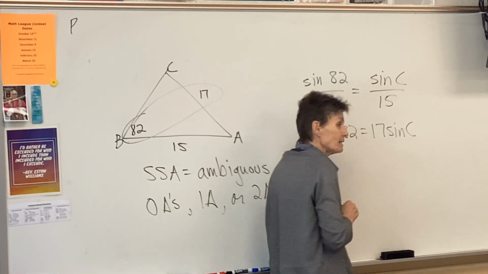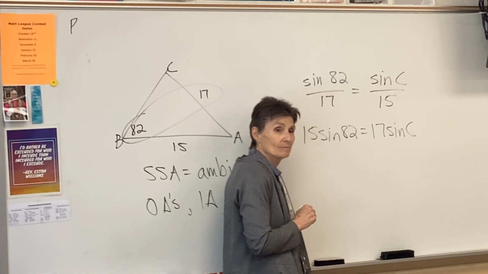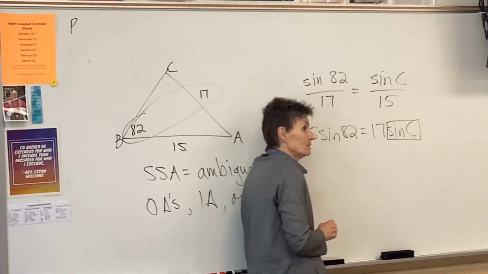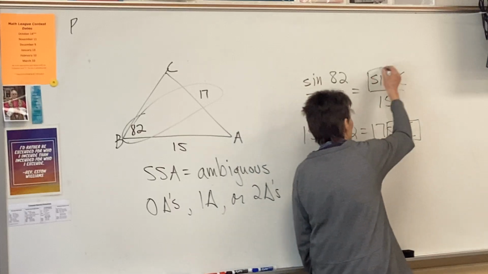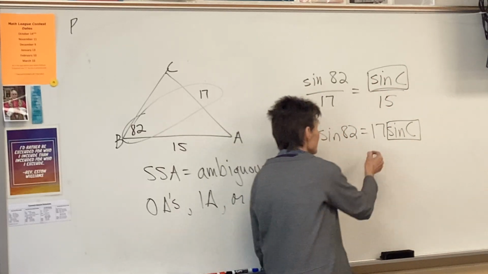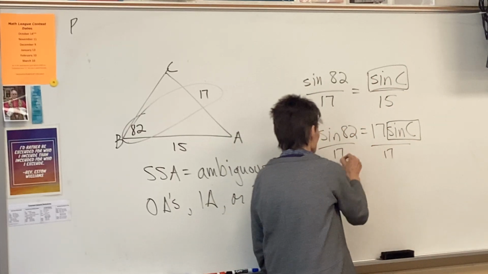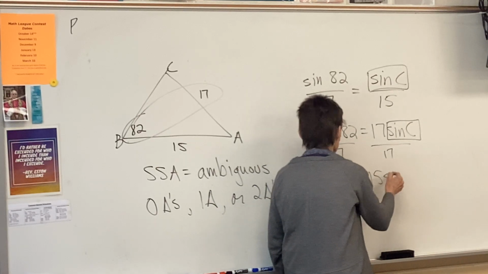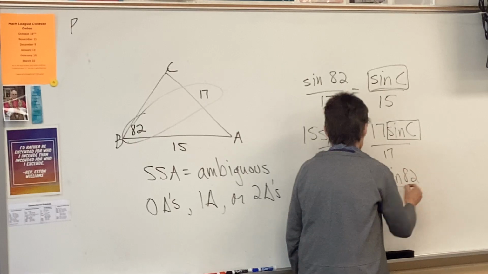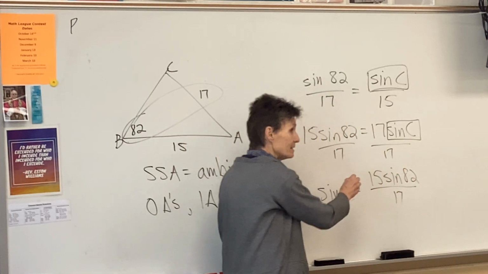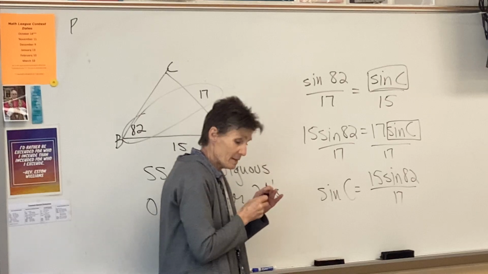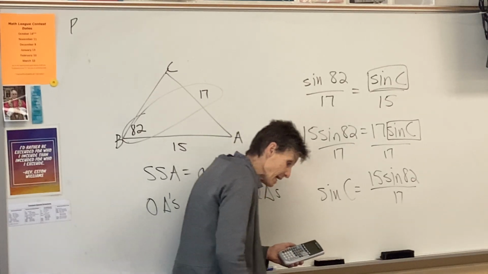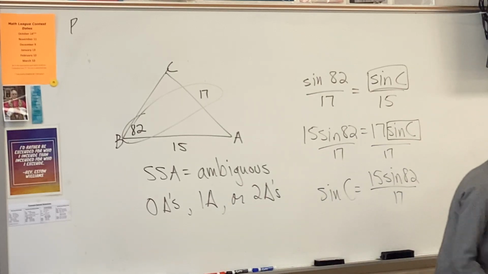What am I gonna divide by? 17. This is a block. That's your variable. Sine C is your variable. So we're gonna divide by 17. And what, I heard somebody say it. Inverse sine. Yep, inverse sine. You're gonna inverse sine that fraction because you wanna find the angle. And when we find angles, we do inverse sine.